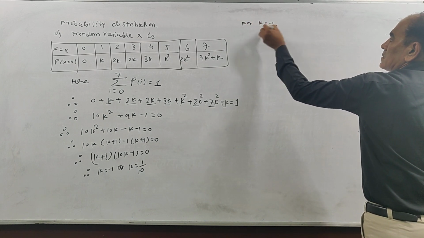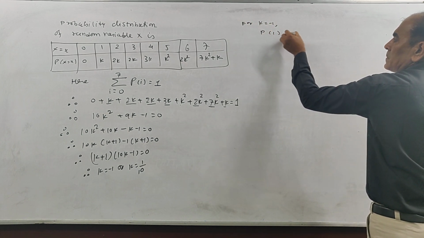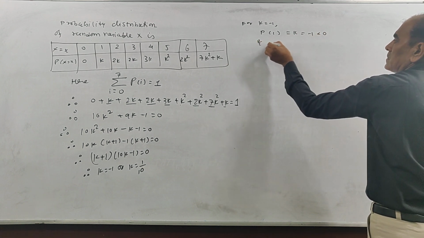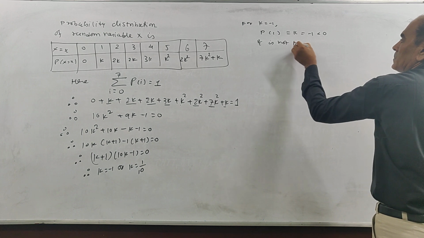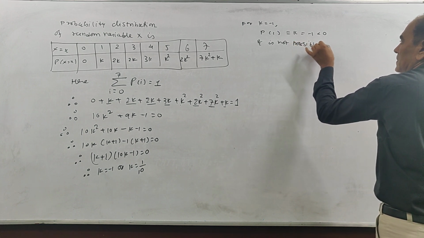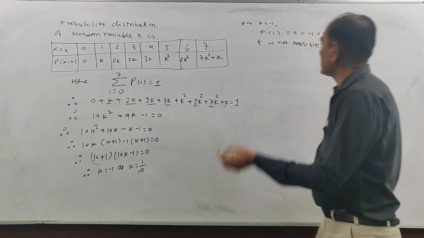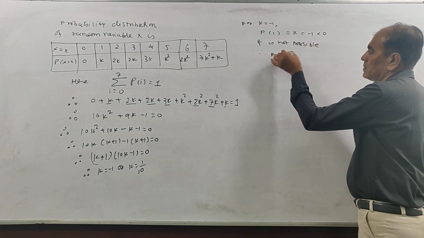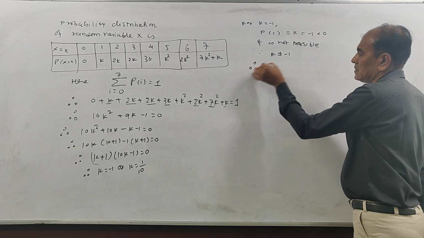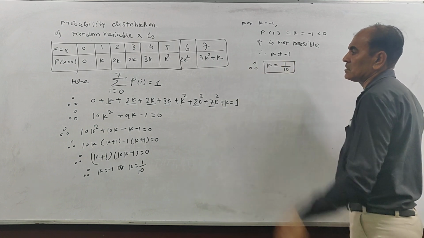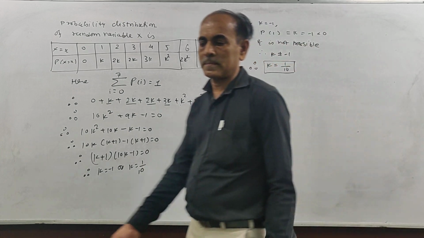For K is equal to minus 1, what is P of 1? K is minus 1, less than 0, and it's not possible. Why? Because probability should be non-negative. So definitely K is not equal to minus 1, and therefore K is equal to 1 by 10. So this is the answer of the first question.